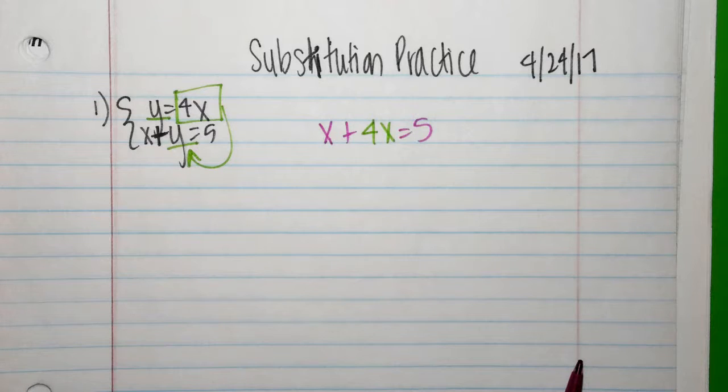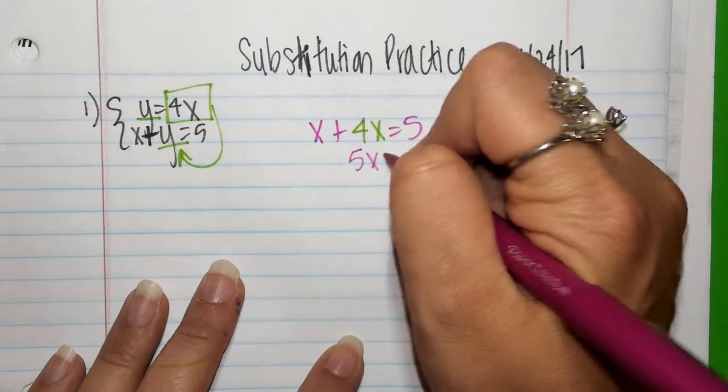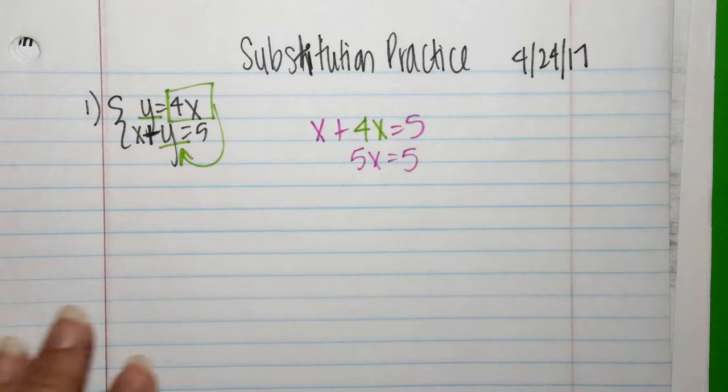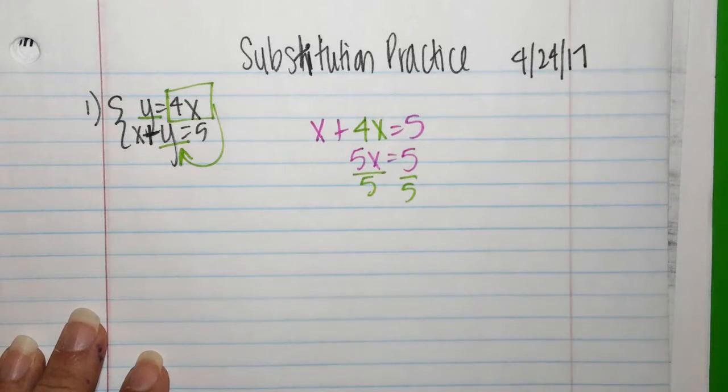equals 5. Does everybody see how I did that? Does anybody have any questions so far? Do you understand? Are we sure? Okay, now from here we combine like terms. What's x plus 4x? And what do we do now? We divide both sides by 5. So what does x equal?